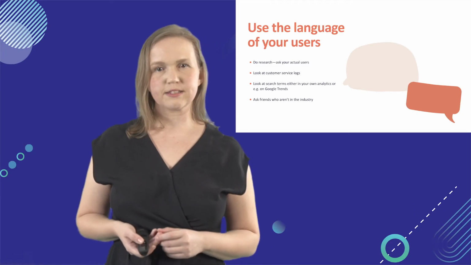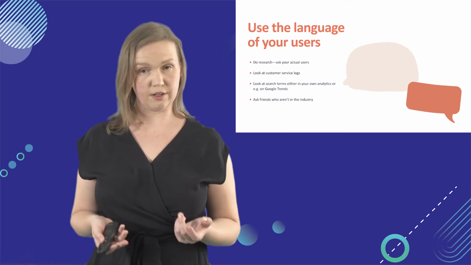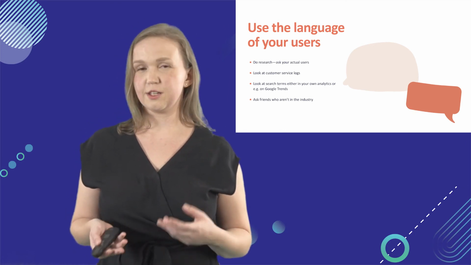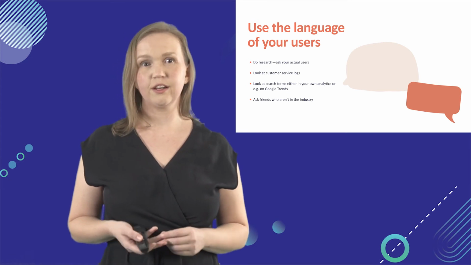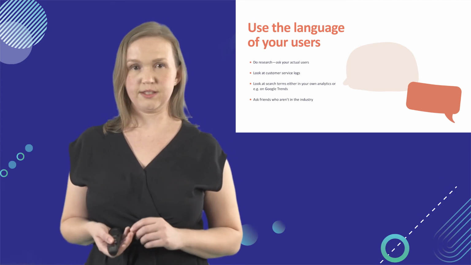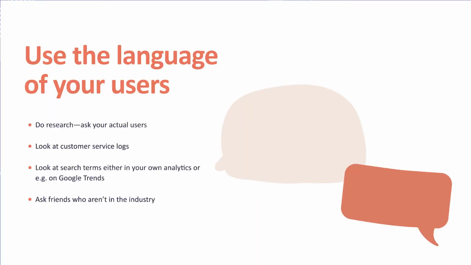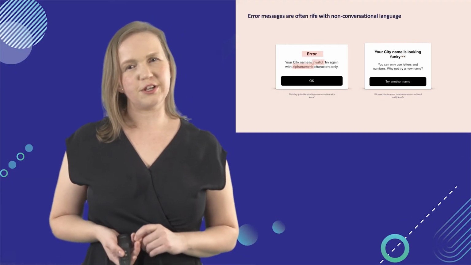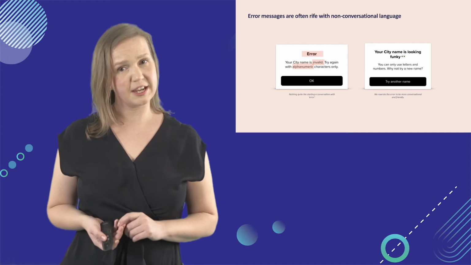Or look at analytics. You can either look at your own service analytics, or if that's not available, you can also go on Google Trends and see what's generally trending. You can even compare two different terms and see which one you should pick. Or finally, you can talk to friends and family who have nothing to do with the industry you're working in. The one thing you shouldn't do is ask a bunch of bankers how they should talk about banking to people who don't understand.